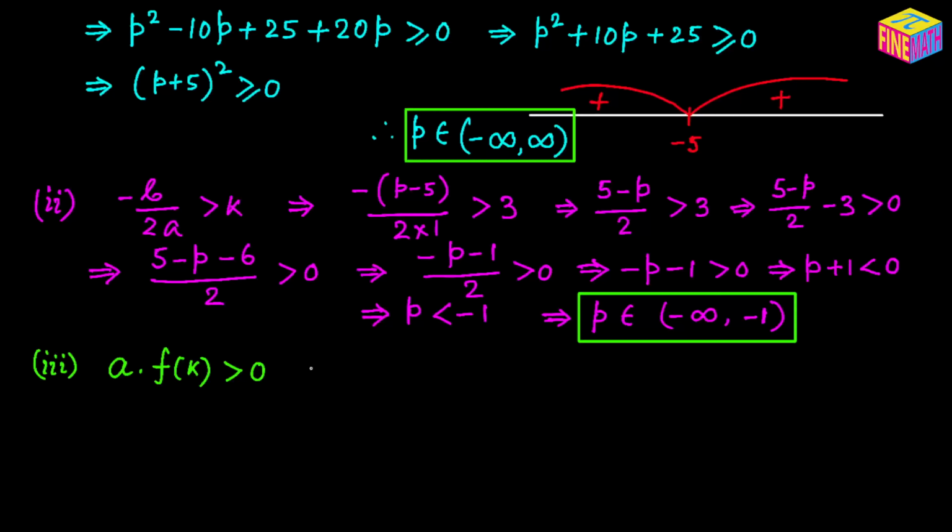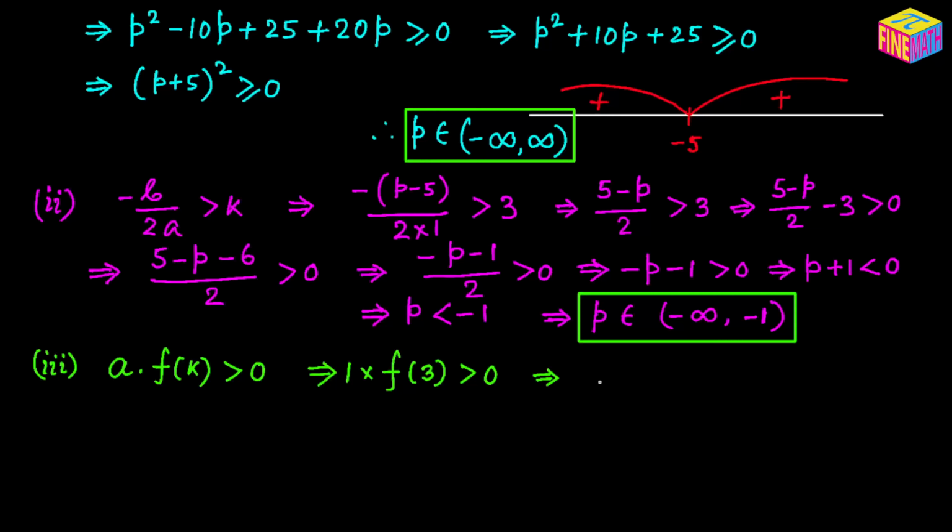Now here, what is a? Let's substitute the values. We know a is 1, so 1 times f of 3. In this case, k is actually 3, so this must be greater than 0. Now let's use 3 in place of x right here. So then in our quadratic expression, what do we have?